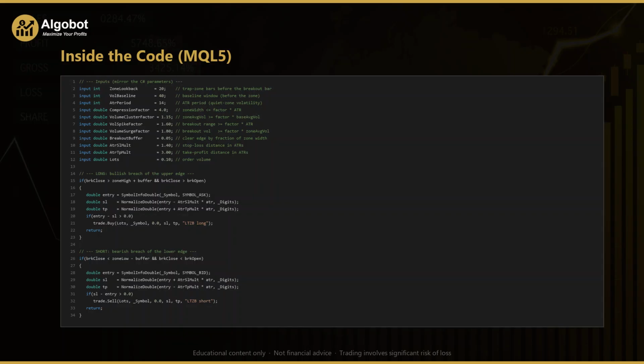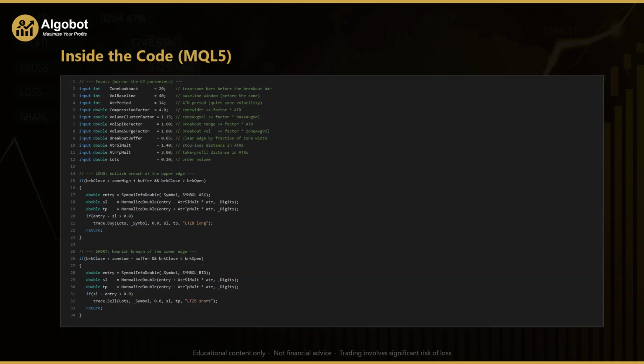Now look at the long block. The condition reads, if the breakout bar's close is above the zone high plus the buffer, and the close is above the open. In other words, a clean bullish close beyond the upper edge. When that's true, the entry is taken at the ask price.